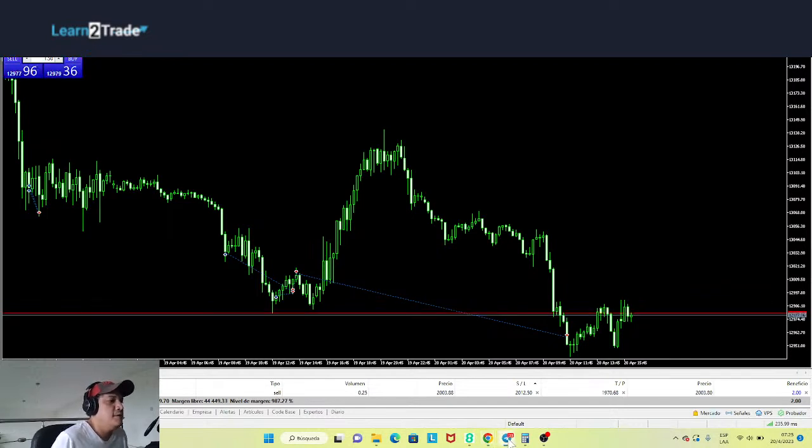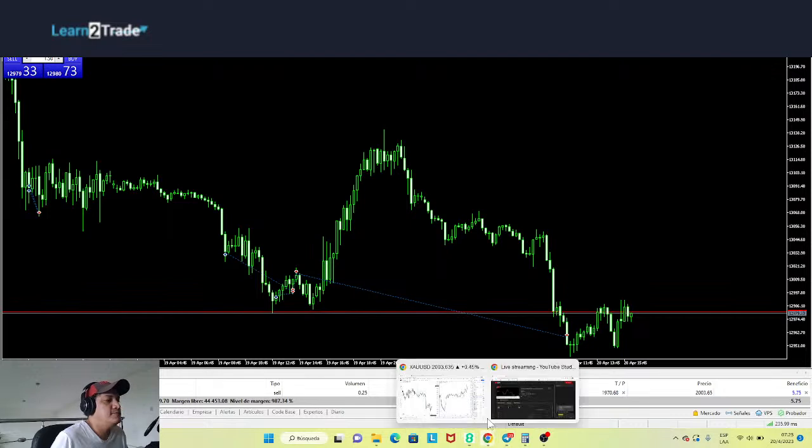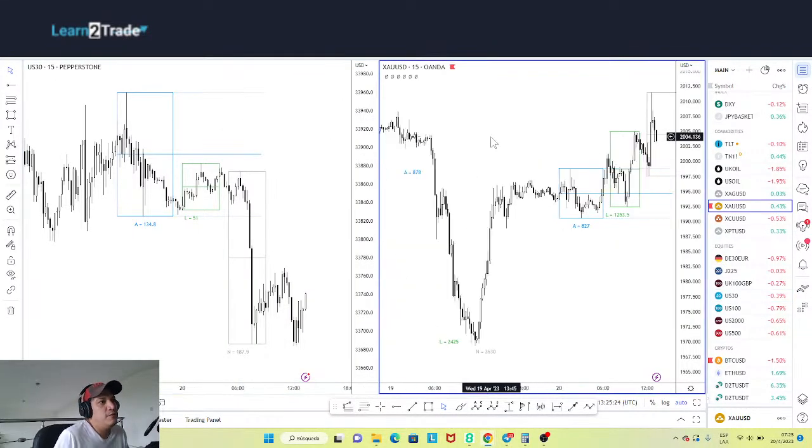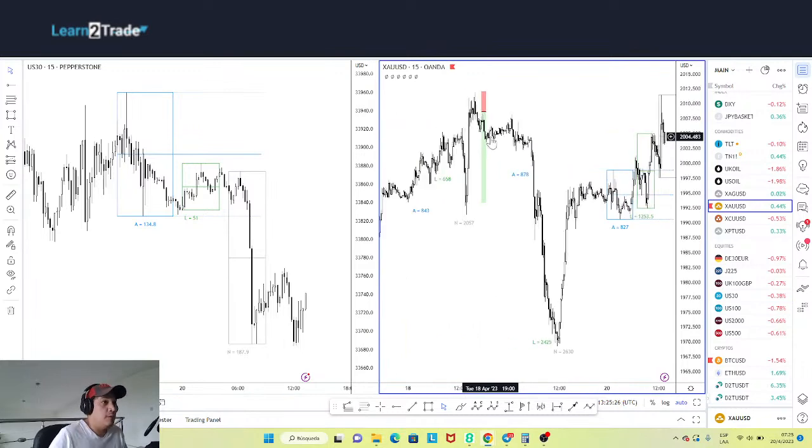Let's go quickly through what I'm looking for. All right, looking for gold. I'm already short gold, so I'm not looking for anything else.